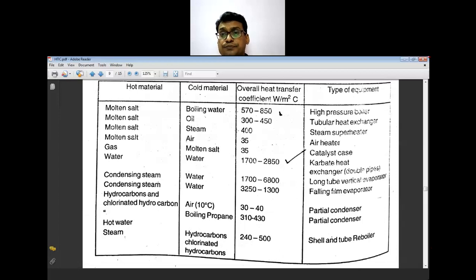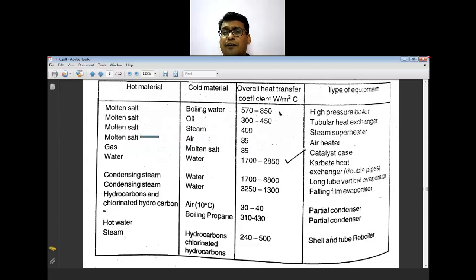Now looking at the different values of the heat transfer coefficient. It's steam and water that have the higher heat transfer coefficient, more than 2000. For water, it's around 2000. For gases and molten salt, the values of the heat transfer coefficient are lower, that is 35.